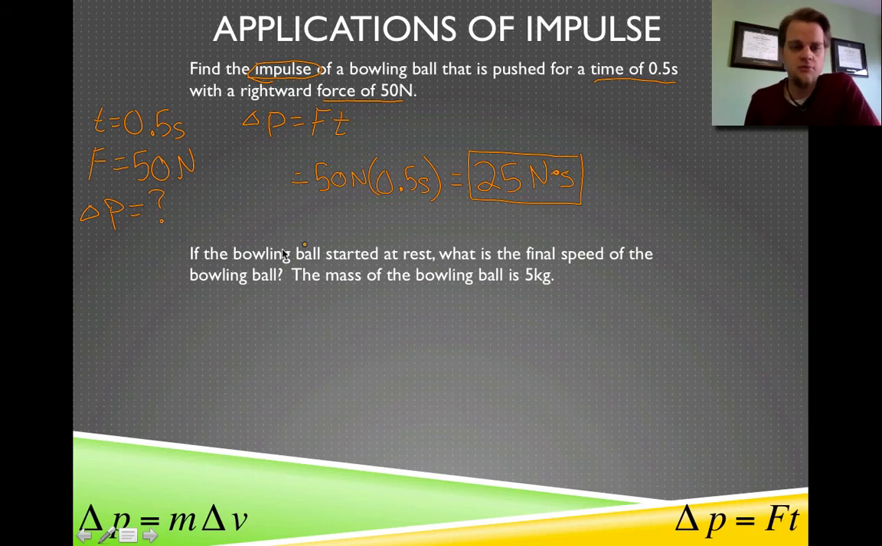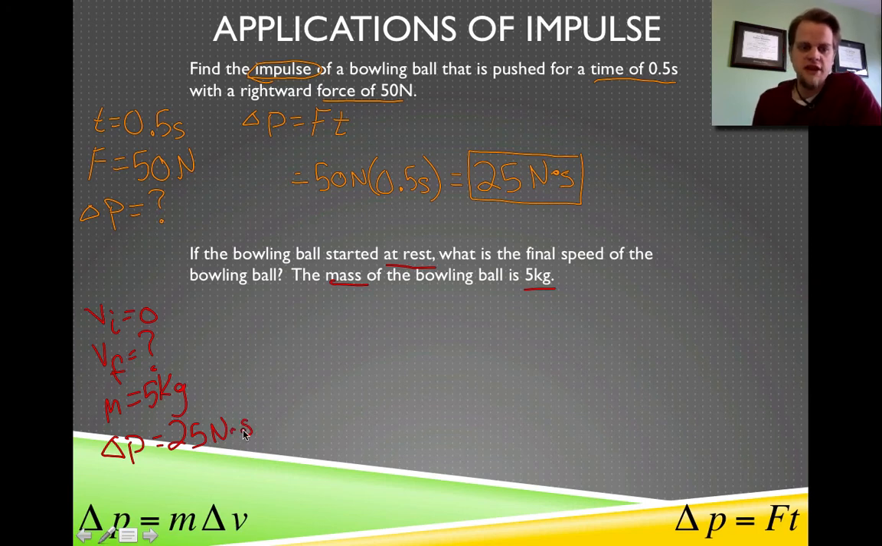Now the second part of this question asks, if the bowling ball was started at rest, what is the final speed? So here's what we do. We know it started at rest, so our initial velocity is 0. What is the final speed? We're looking for the final velocity. And we know that the mass of the bowling ball is 5 kilograms. What else do we know? Aha. We know that the impulse, or the change in momentum that it experienced, was 25 Newton seconds. That gives us an advantage here because, if we look at this essential equation, the impulse equals the mass times the change in velocity.